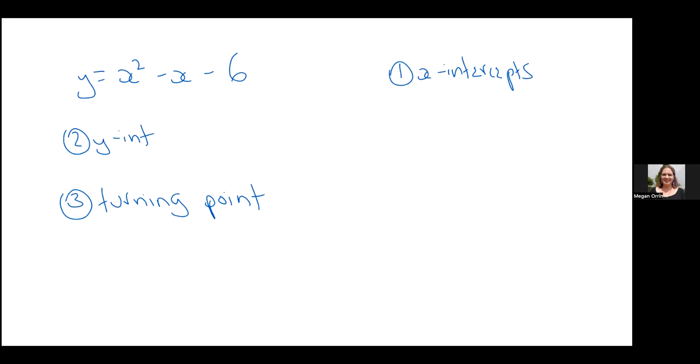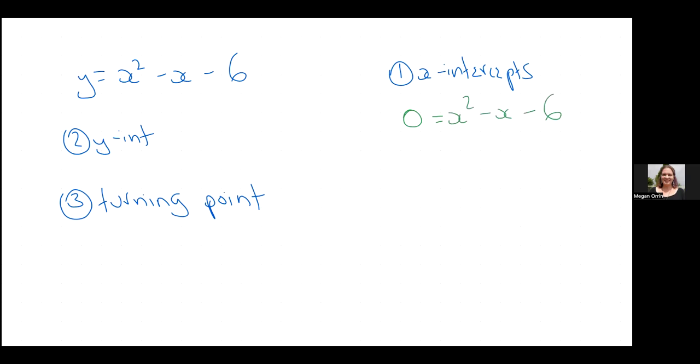When you're doing linear graphs, it's exactly the same process. How do I find the x-intercept in a linear equation? Make y equal 0, right? Whatever intercept you want, make the other letter equal 0. So we're going to say 0 equals x squared minus x minus 6.